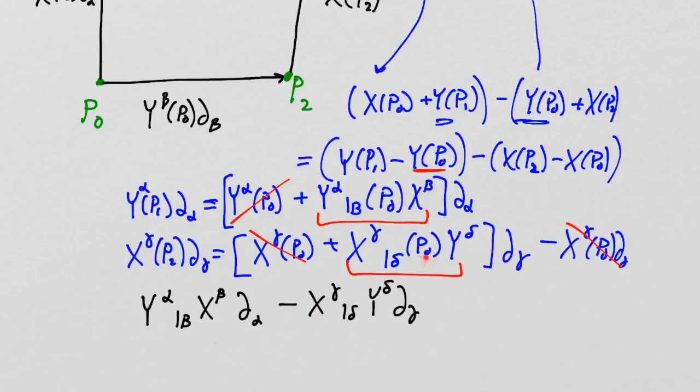Notice I've dropped the P0s now because everything is understood to be local at P0. So this function here, the first derivative of the y vector field, is evaluated at P0. This component of x is evaluated at P0. I didn't even write that in there. I probably should have, right? There should be a P0 here and a P0 here. It's just sort of implied.